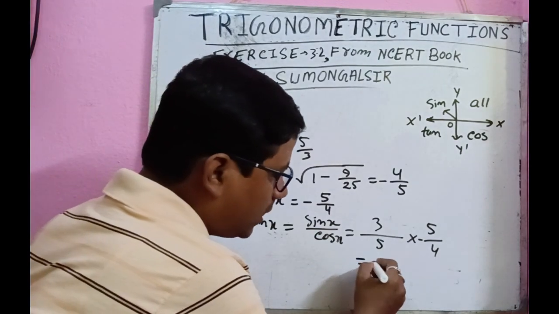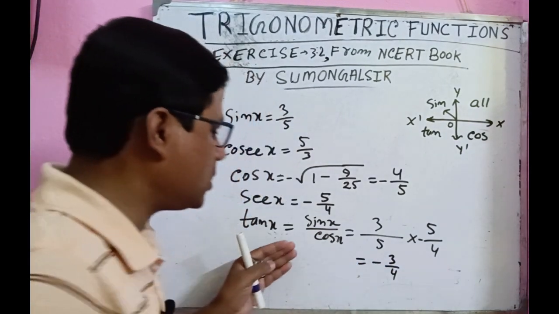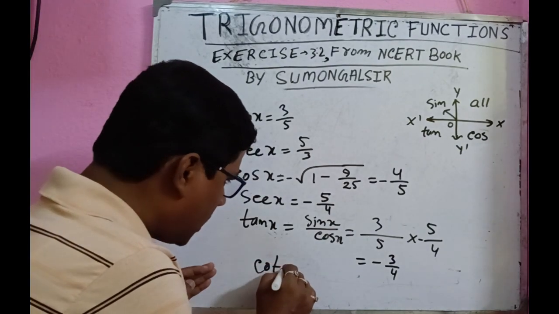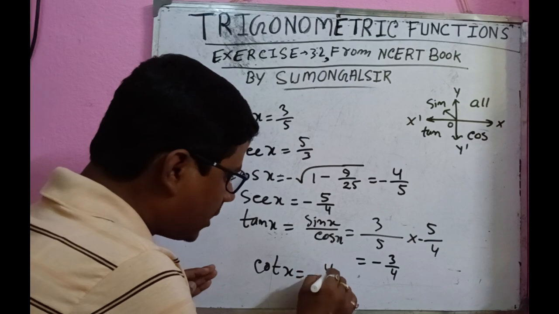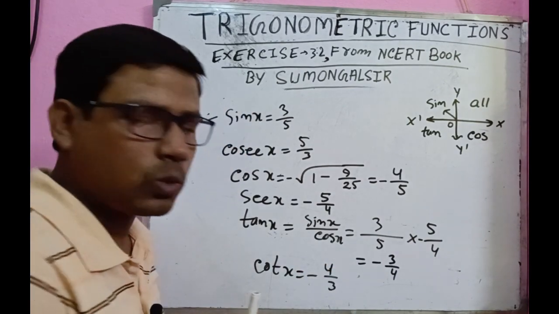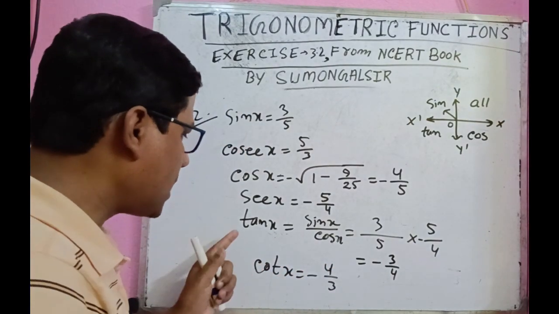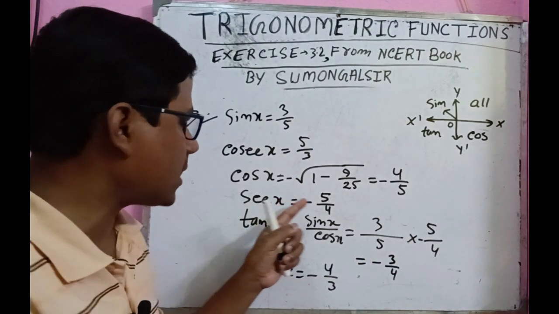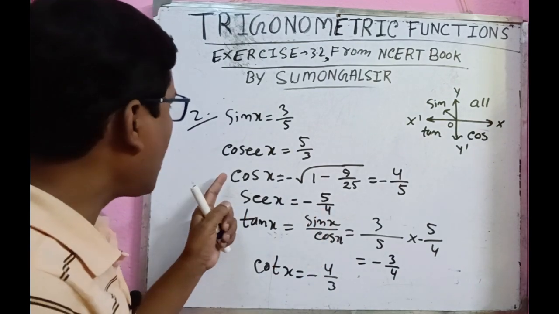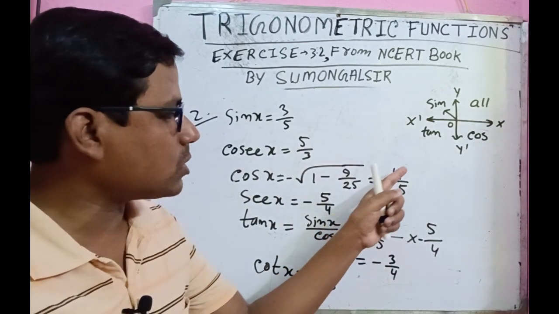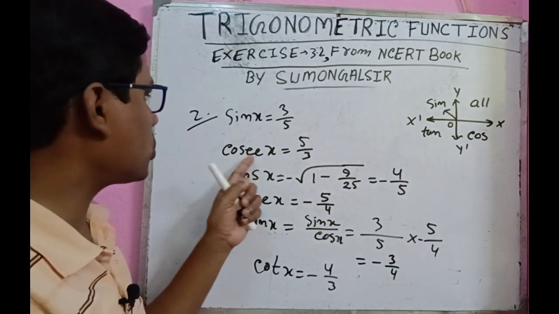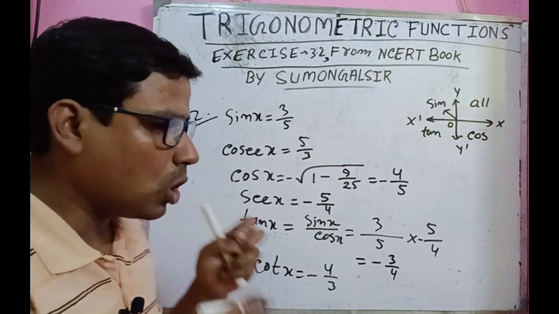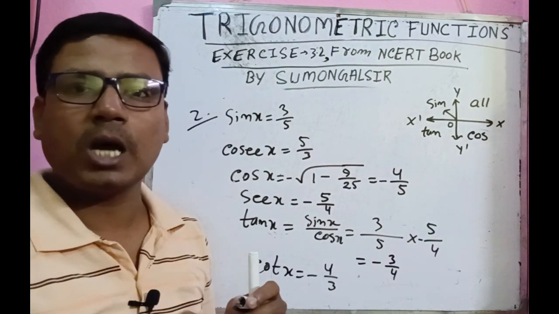Now calculating, we get minus 3 by 4. This is the tan x. Now cot x will be the reciprocal of tan, that is minus 4 by 3. Minus 4 by 3 is the value of cot x, the value of tan x is minus 3 by 4, the value of sec x is minus 5 by 4, the value of cos x is minus 4 by 5, the value of cosec x is 5 by 3, and the value of sin x is given. So this is the completion of the second. Now we move to the third.